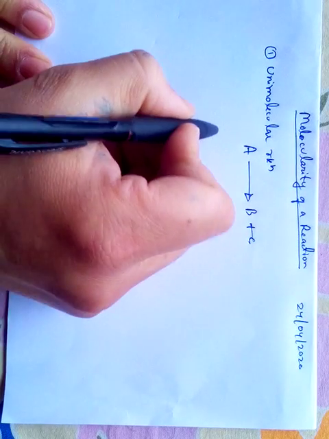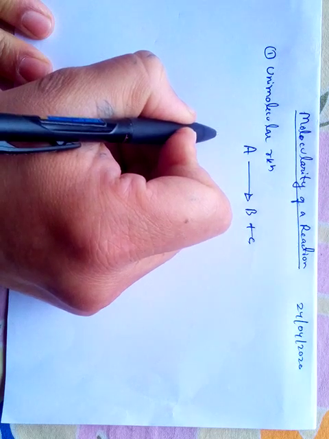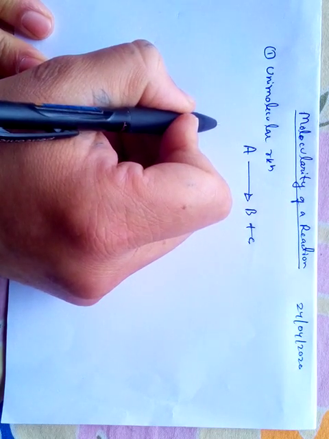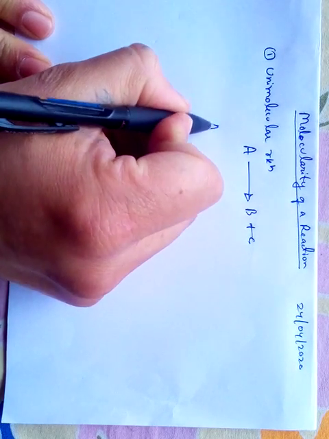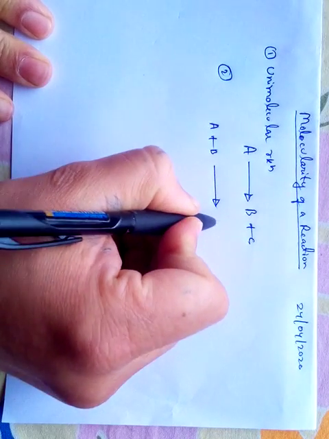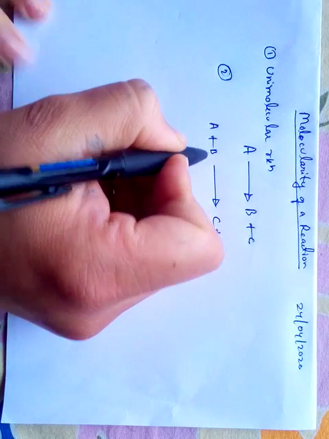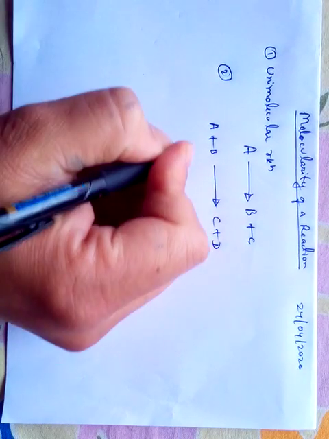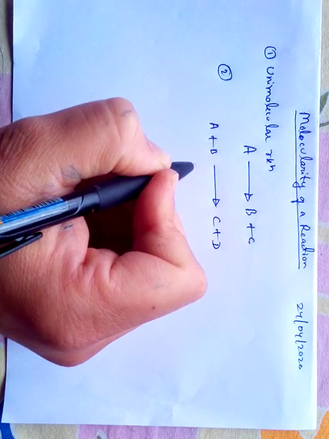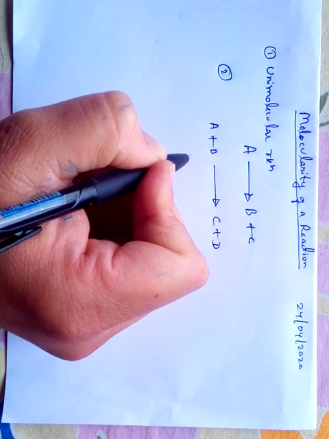So there are also bimolecular reactions, in which two molecules are involved, right? Suppose in a bimolecular reaction A plus B gives C plus D or E, whatever. So two molecules are involved. It says that the two molecules must collide simultaneously to bring about a reaction. But further it also says that the collision must have sufficient energy.